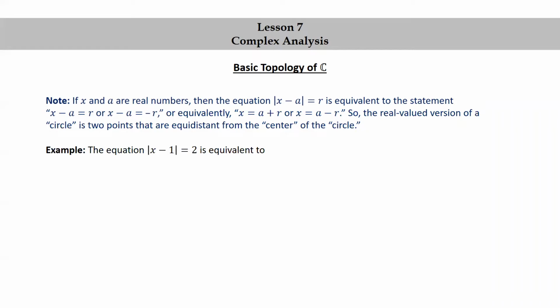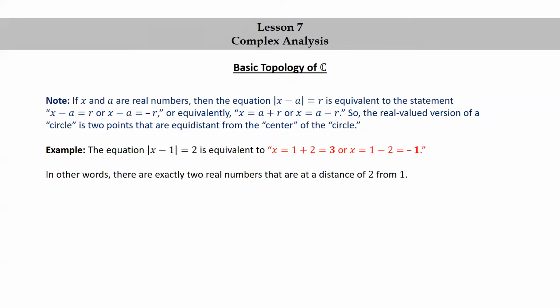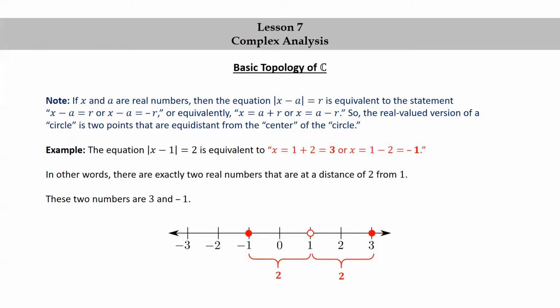Let's look at an example. The equation |x minus 1| equals 2 is equivalent to x equals 1 plus 2 equals 3, or x equals 1 minus 2 equals negative 1. In other words, there are exactly 2 real numbers that are at a distance of 2 from 1. These 2 numbers are 3 and negative 1. Here we see a picture of the real line with the center 1 and the 2 points negative 1 and 3 that are each at a distance of 2 from 1.